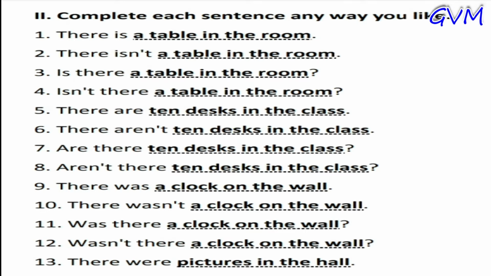Fifth, there are 10 desks in the class. You can also say there are 10 chairs in the class. 6. There are not 10 desks in the class. 7. Are there 10 desks in the class? 8. Are not there 10 desks in the class? 9. There was a clock on the wall. 10. There was not a clock on the wall. 11. Was there a clock on the wall? 12. Wasn't there a clock on the wall?